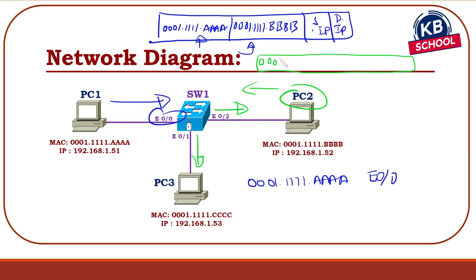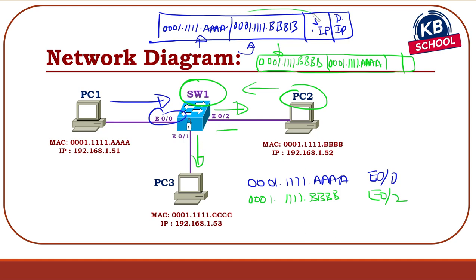Source is 0001, 1111, BBBB. Destination is 0001, 1111, AAAA. And the source and destination IP. When this frame is received on switch 1, again, it checks the source. I don't know about this guy, so I'll put it in my MAC address table, auto learn it. The frame was received from E0/2.